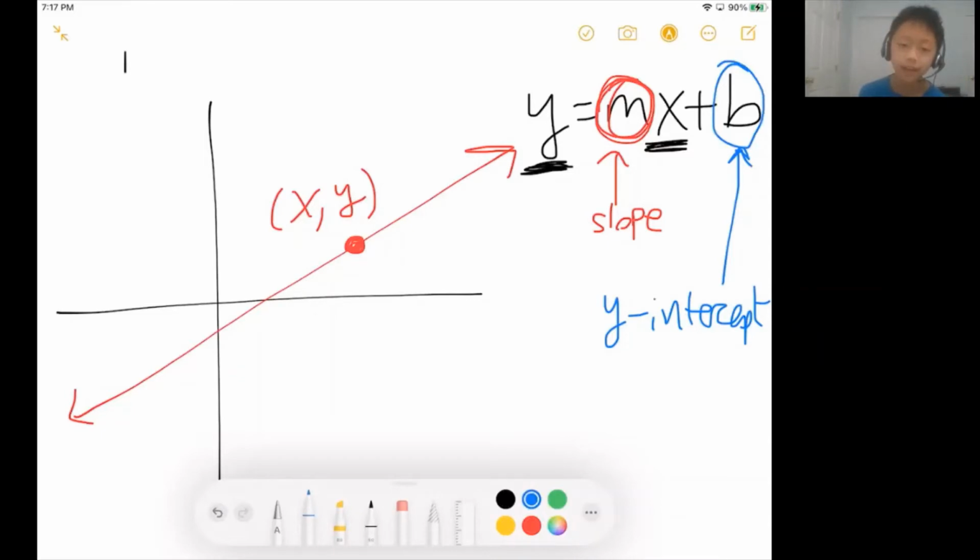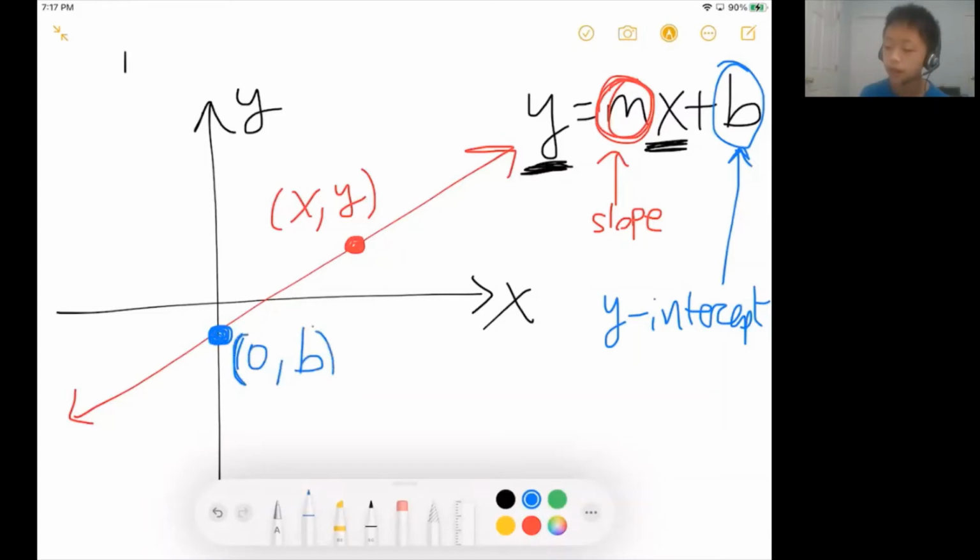What does it represent? The y-intercept simply represents the point where the line hits the y-axis. So remember that this is the x-axis, this is the y-axis. So the value of b represents where this red line here hits this y-axis. So it's going to be this special point here, 0 comma b, and 0 comma b represents the y-intercept of this red line here. So if we are able to find the y-intercept and we know the slope of the line, then we can directly find the equation of the line.